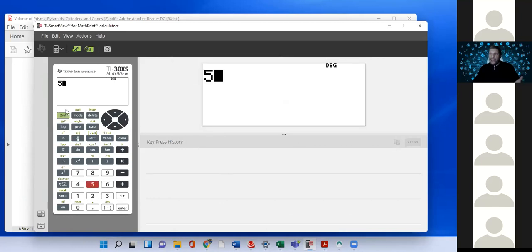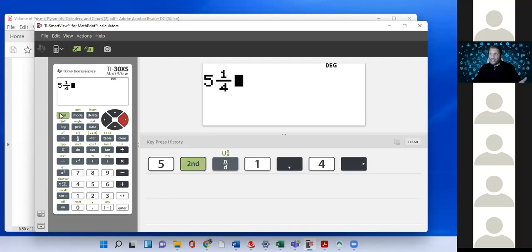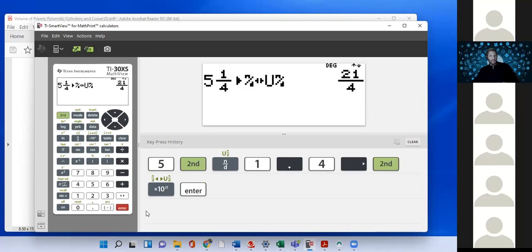Because why? 5 1/4, what is that as a mixed number? I'm sorry, what is that as an improper fraction? The calculator can do it for you. If I want to know 3/4 as a decimal, the calculator can do that too.